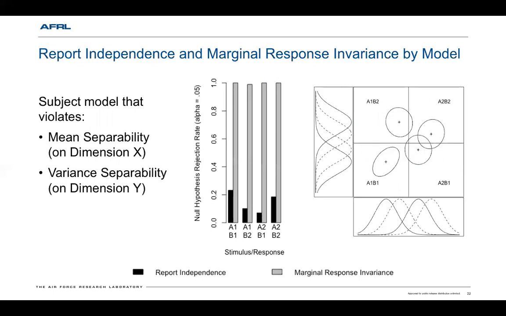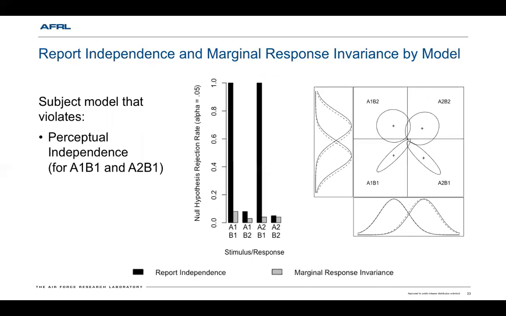For the subject model built with violations of both types of perceptual separability, we see high rates of rejection for marginal response invariance on the appropriate responses and few rejections elsewhere. For the subject model built with correlations in the bottom stimuli, we see high rates of rejection for report independence on the appropriate stimuli and few rejections elsewhere.